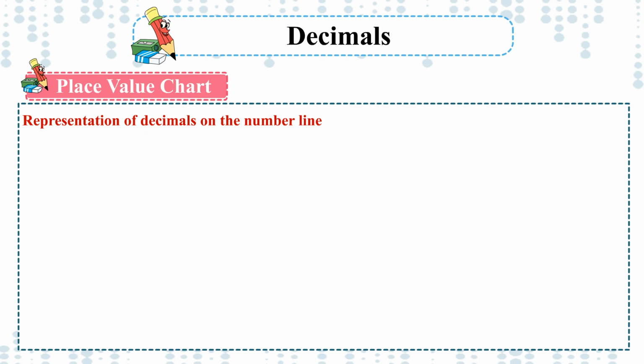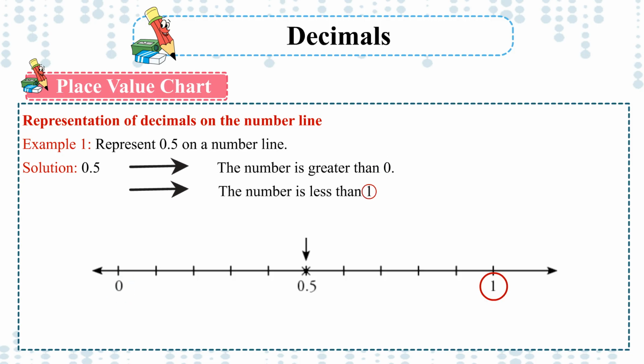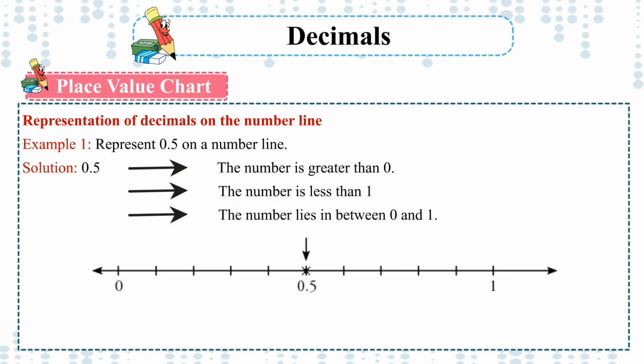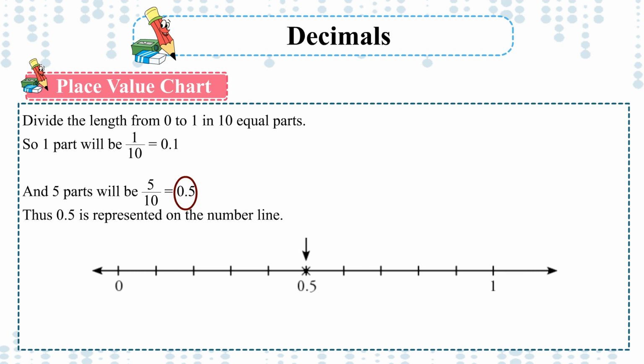Representation of decimals on the number line. Example 1. Represent 0.5 on a number line. Solution: 0.5. The number is greater than 0. The number is less than 1. The number lies in between 0 and 1. Divide the length from 0 to 1 into 10 equal parts. So one part will be 1 upon 10, which is equal to 0.1. And 5 parts will be 5 upon 10, which is equal to 0.5. Thus 0.5 is represented on the number line.